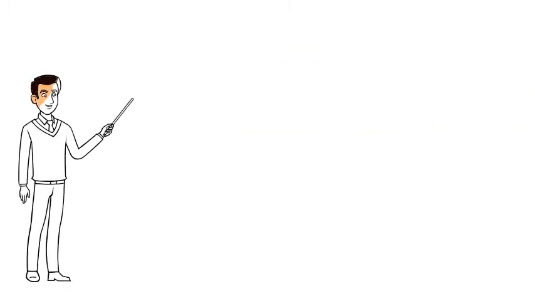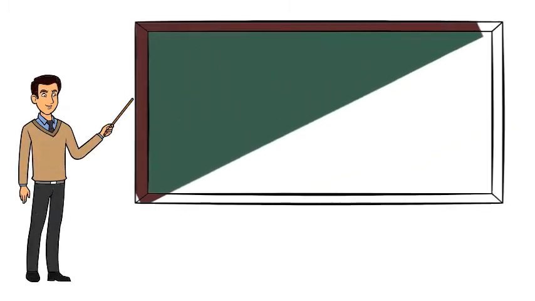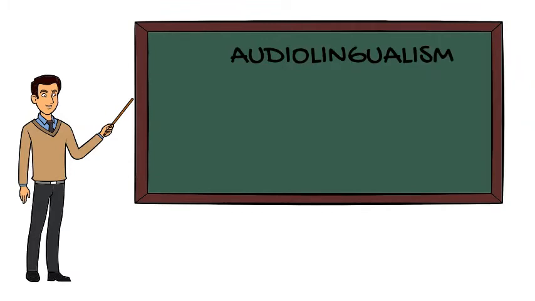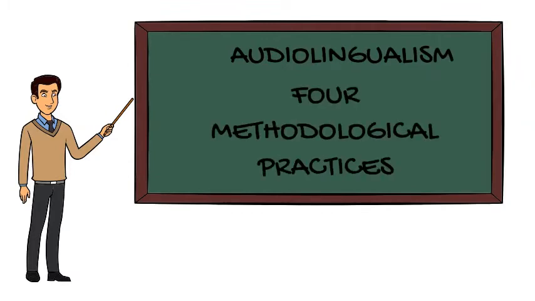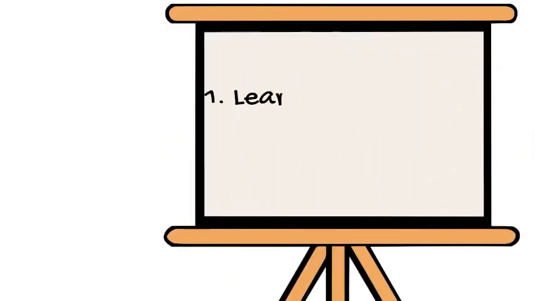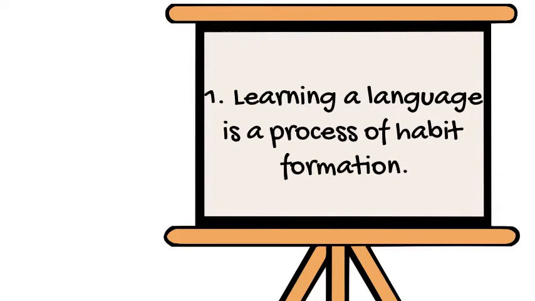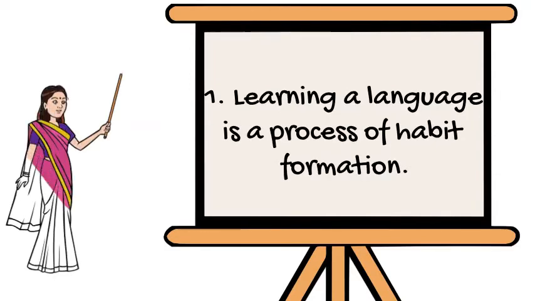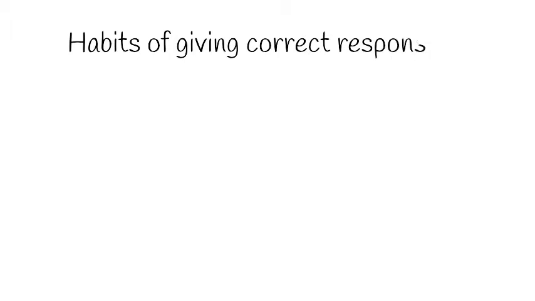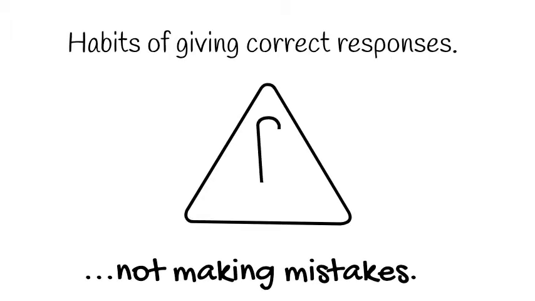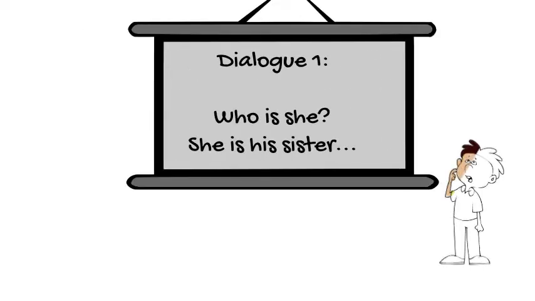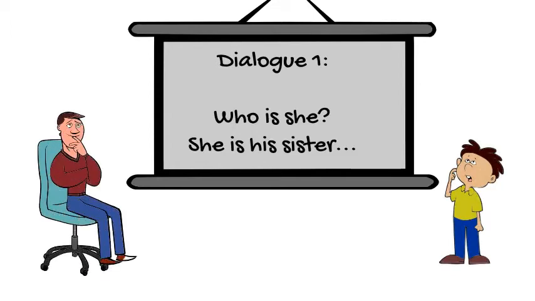Now I will talk about the methodological practices of audiolingualism. There are 4 principles that you need to know about. Number 1. Audiolingualism considers foreign language learning as a process of mechanical habit formation. Good habits are formed by giving correct responses and not by making mistakes, which is why the memorization of dialogues and performance of drills was so important, to avoid making mistakes. Language is verbal behavior.